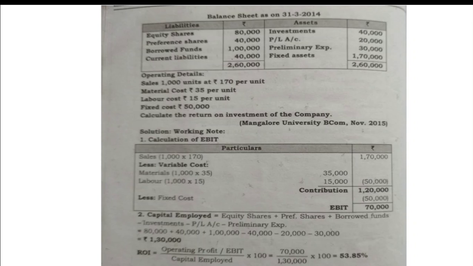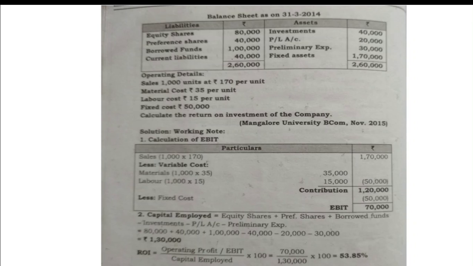In current liabilities, we have no use in this question. In the last question also we saw current liabilities, but they have no use in this particular question. On the asset side we have got investments, profit and loss account which is a loss, preliminary expenses 30,000 and fixed assets 1,70,000. So we have got 2,60,000 as the balance sheet total.